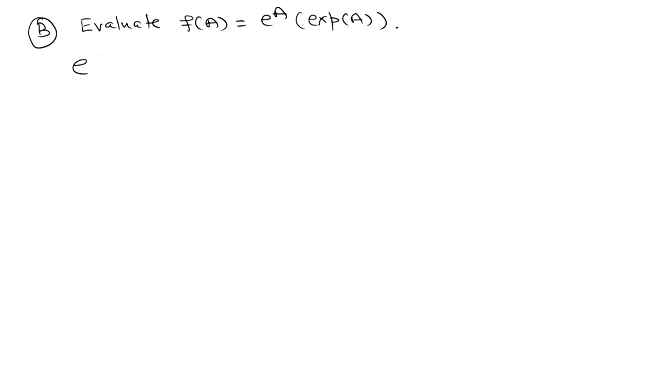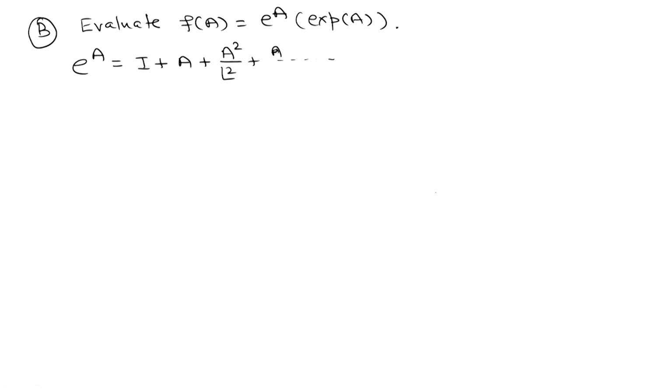Now let me take the second case: evaluate f(A) equals e raised to power A, that is the exponential of matrix A. As we know, e raised to power A, if I open the series, will become I plus A plus A square by factorial 2 plus, and so on up to infinity.